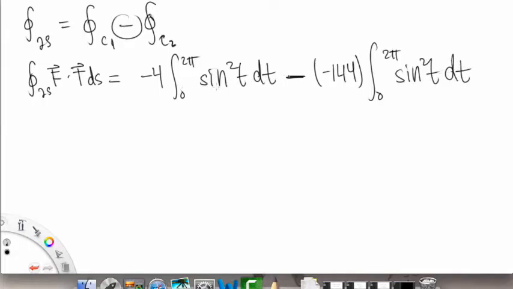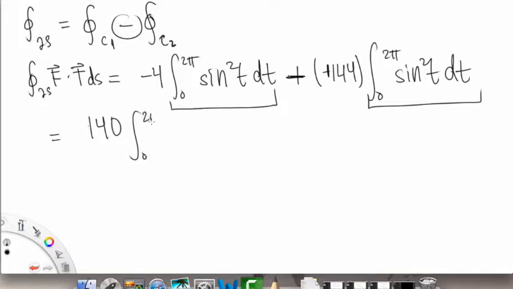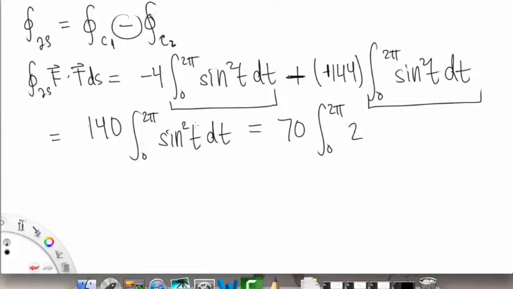So as you can see here, we actually have like terms in a way, because we have the same integral here being multiplied times the constants. These turn into positives, so then we get a positive 140 times the integral from 0 to 2 pi of sine squared t dt. Okay, so I'll simplify a little bit here and bring a 2 inside so we can make the substitution a little bit easier. So 70, and I broke up 140 into 70 and 2. Okay, so then we have a 2 sine squared t inside.